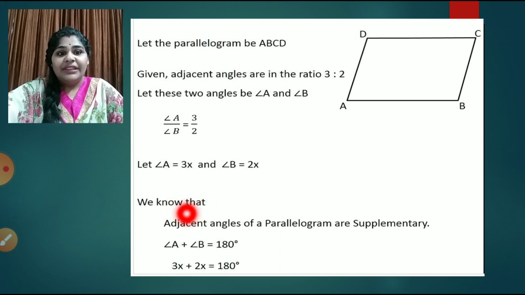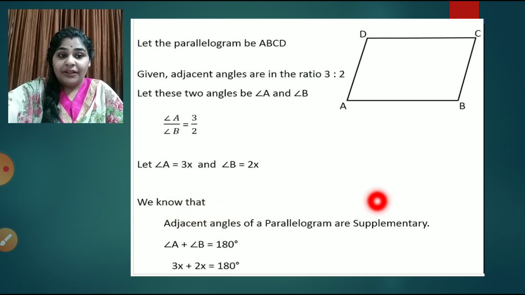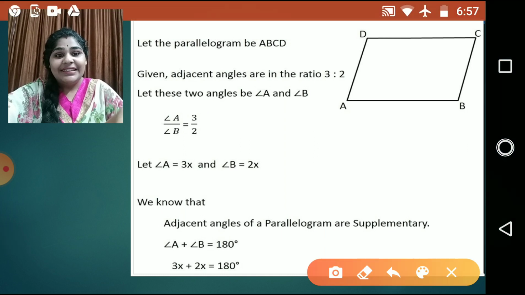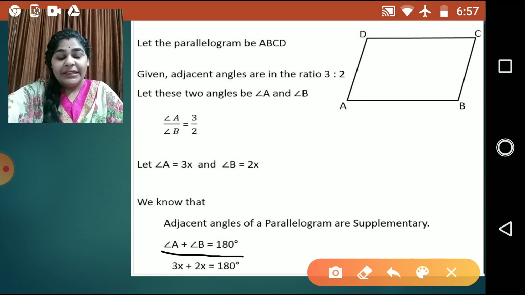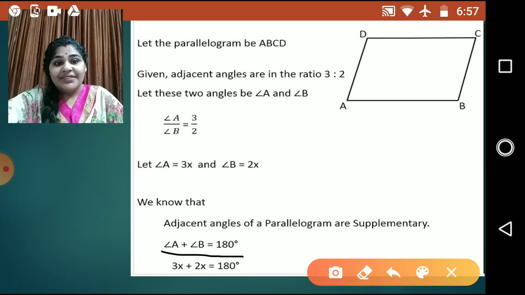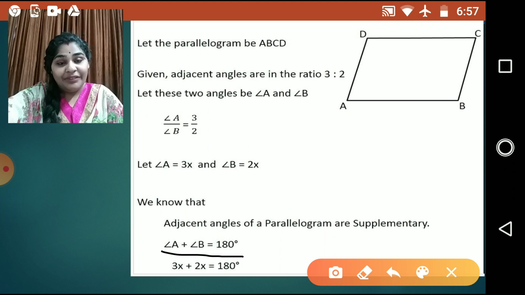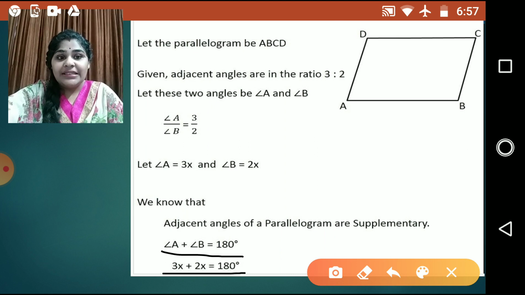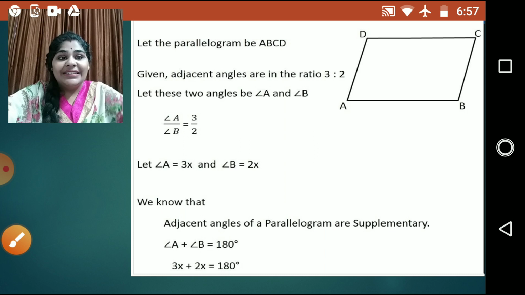We know that adjacent angles of a parallelogram are supplementary. So angle A plus angle B is equal to 180 degrees. We are substituting now the values. We know angle A is 3x and B is 2x. So 3x plus 2x is equal to 180 degrees.